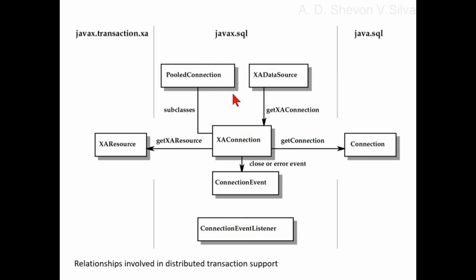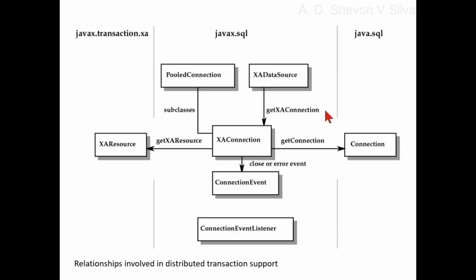Here, the interface PooledConnection, an object that provides hooks for connection pool management. A pooled connection object represents a physical connection to a data source. The connection can be recycled rather than being closed when an application is finished with it, thus reducing the number of connections that need to be made.